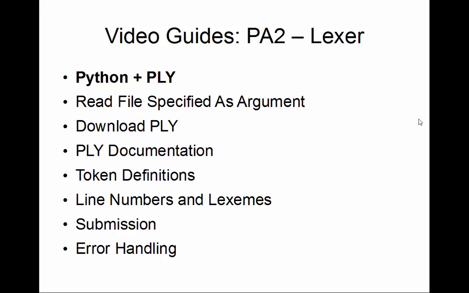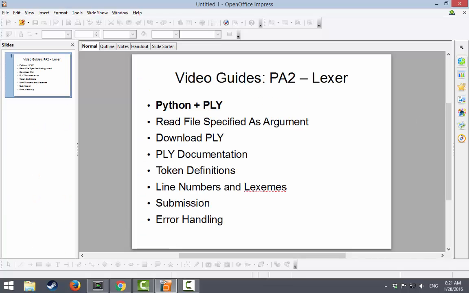In this particular video we'll use Python and PLY, Python LexYak. We'll cover reading in a file specified as a command line argument, a cool file. We'll download PLY, take a look at the PLY documentation, go over some token definitions, how to break the file up into words, as it were. Talk about line numbers and lexemes. We'll actually do a live submission demo, hope that works. And time permitting, talk about error handling at the end.